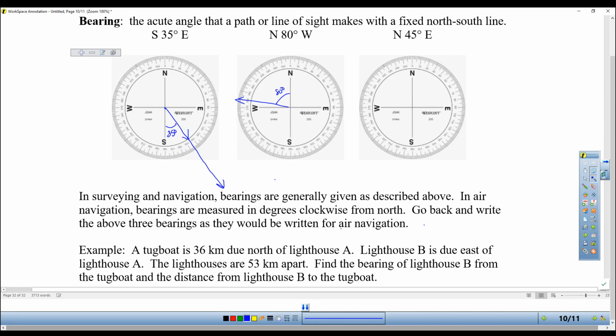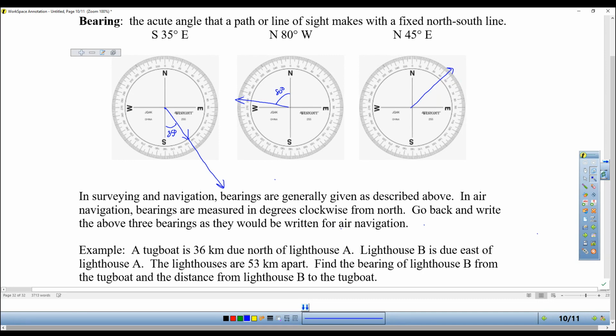See if you can do that last one. North 45 degrees east. Where is that? So I start at the north-south line, and then I move 45 degrees in the eastern direction. So right there. And you might notice that these look really big. I blew this up so I could see those little numbers.